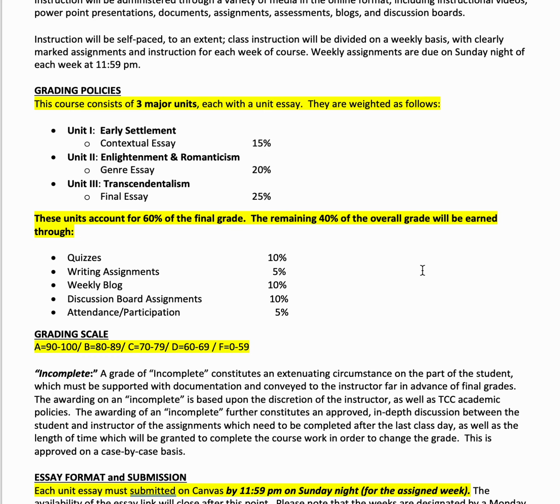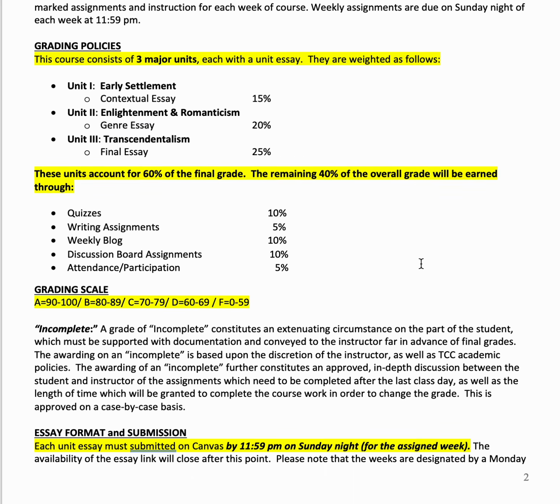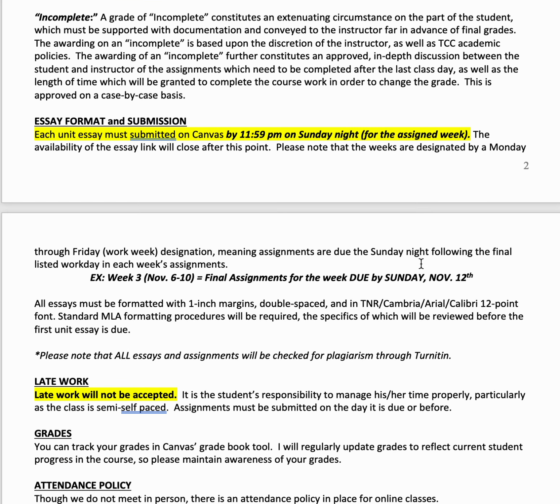The other 40% comes from quizzes, which are 10, writing assignments, which is 5, a weekly blog or something. Basically, a blog is an assignment that asks you to kind of think through a concept or an idea. That's 10%. The discussion boards, which are open to everyone, and that's 10, and the attendance participation is 5%. So the grading scale here is pretty self-explanatory. The incomplete is really for if you have an absolutely extreme extenuating circumstance. That's something we can work on at the end of the course if need be.